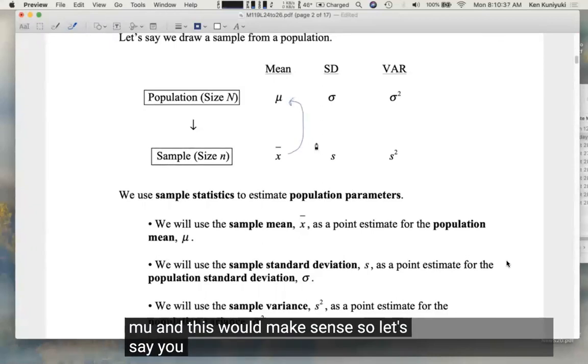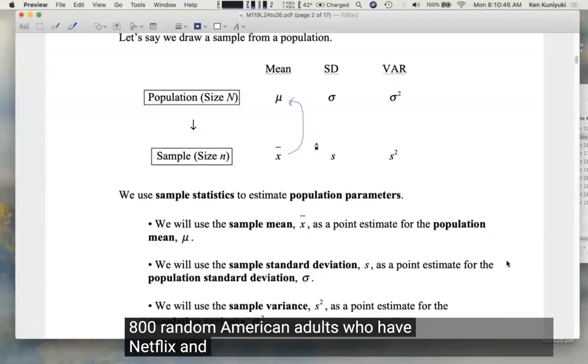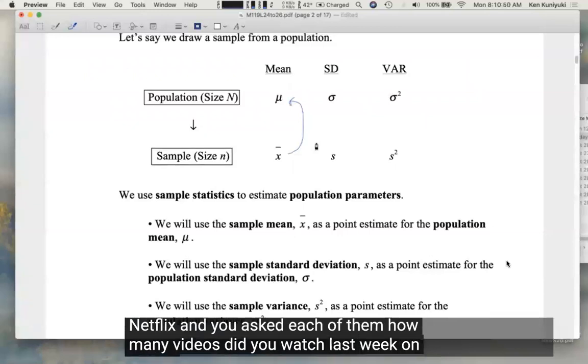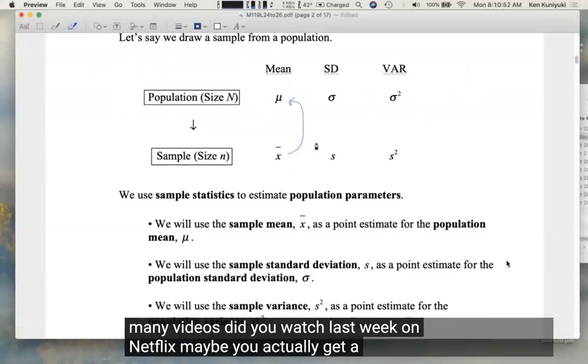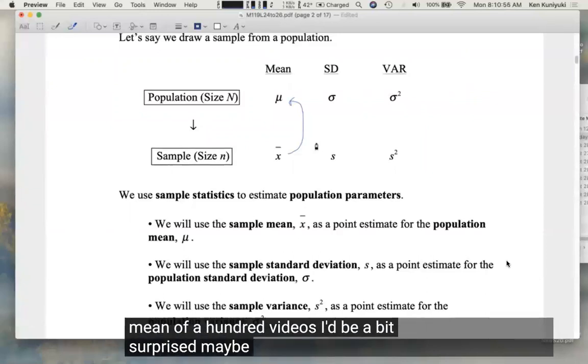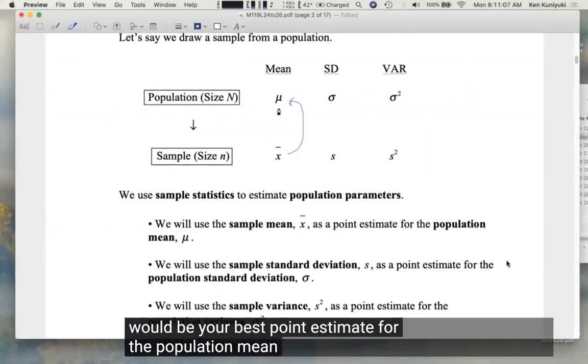So let's say you actually took a random sample of 800 random American adults who have Netflix. And you ask each of them, how many videos did you watch last week on Netflix? Maybe you actually get a sample mean of 100 videos. I'd be a bit surprised. Maybe not that surprising, but let's say that the sample mean was, in fact, 100 videos. Then that would be your best point estimate for the population mean, mu.